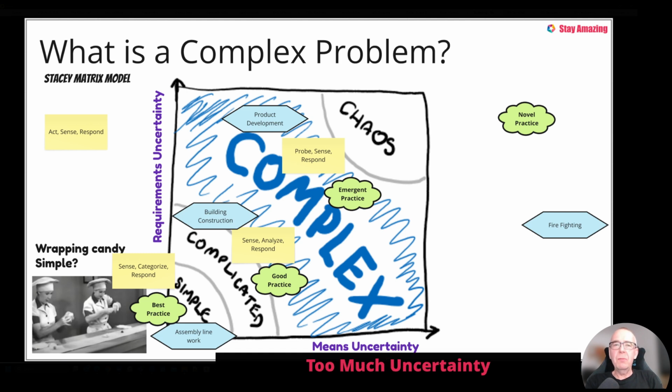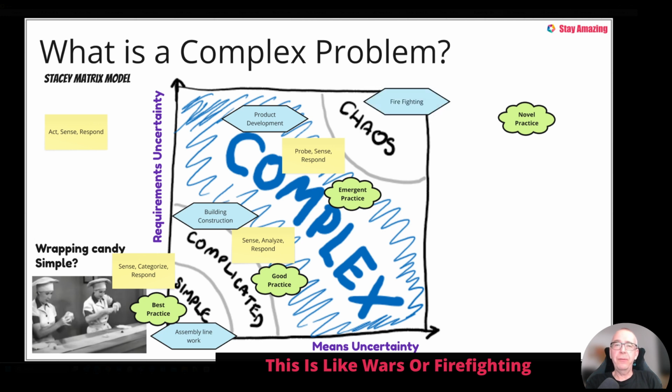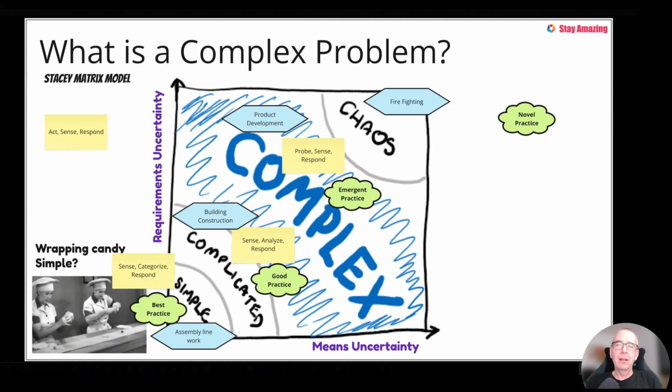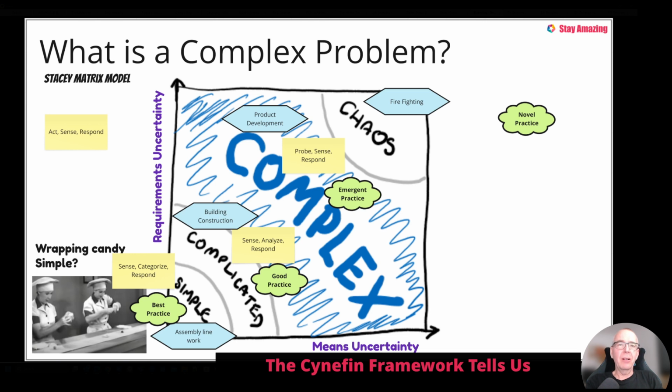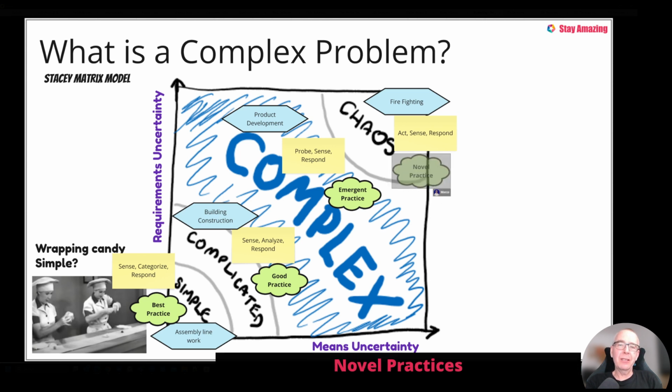But if there's too much uncertainty on what we're doing and how we're doing it, the Stacey matrix model tells us we're going to be in the chaotic domain. This is like wars or firefighting. The Cynefin framework tells us that we must act first and sense and respond. And we're going to be using novel practices, new ways of working all the time.